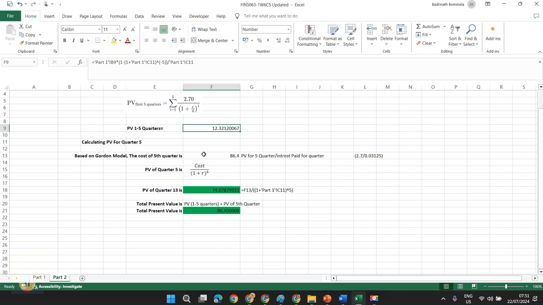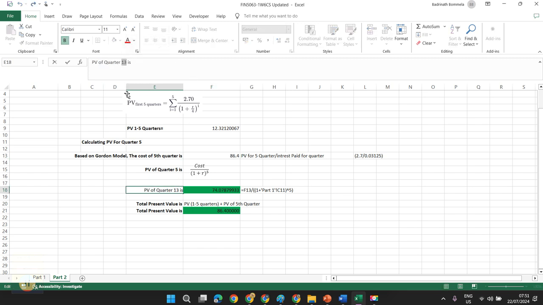12.321. Next, we calculate the cost for the fifth quarter using the formula given here. First the cost is calculated here, then for that cost we calculate the PV for the fifth quarter here. So the PV for the fifth quarter is this value, 74.07.